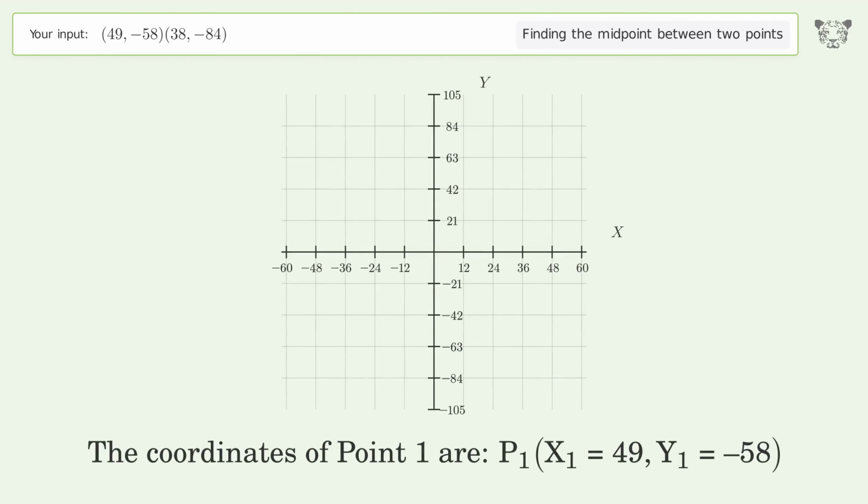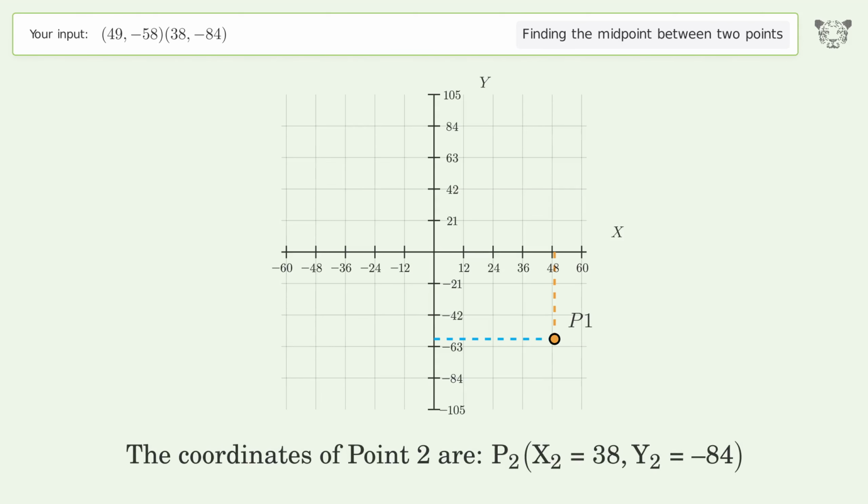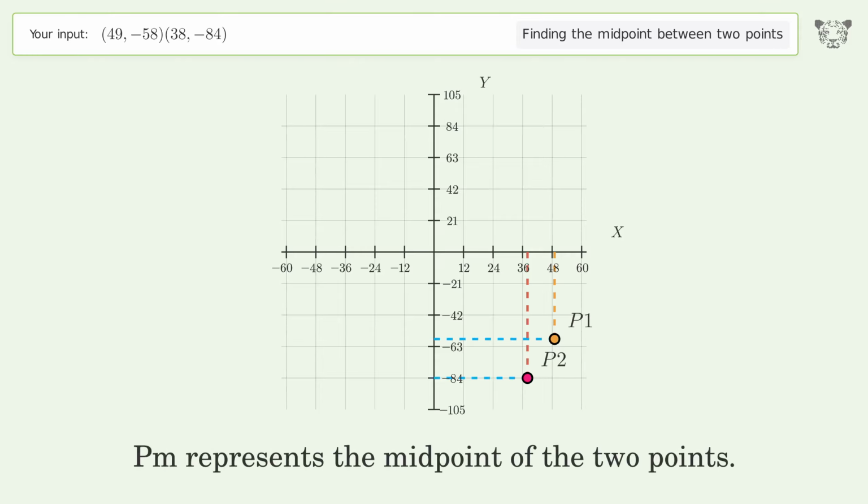The coordinates of point 1 are, x1 equals 49, y1 equals -58. The coordinates of point 2 are, x2 equals 38, y2 equals -84. PM represents the midpoint of the 2 points.